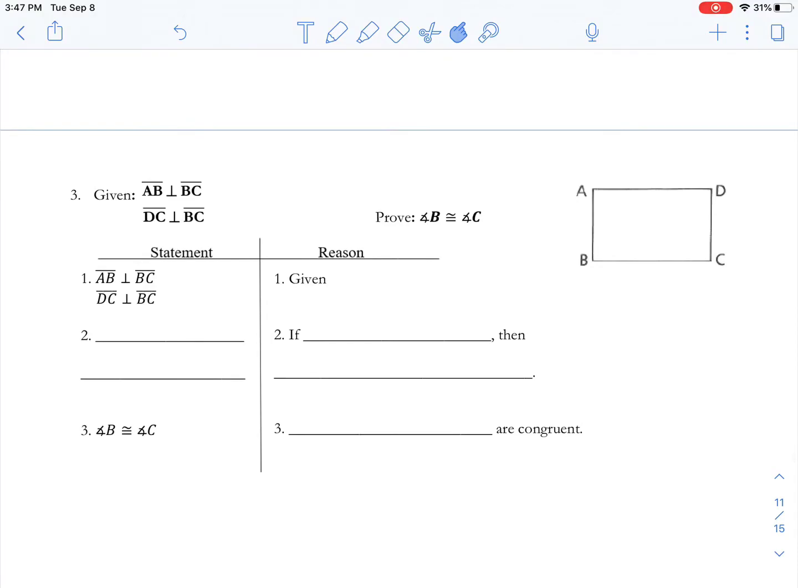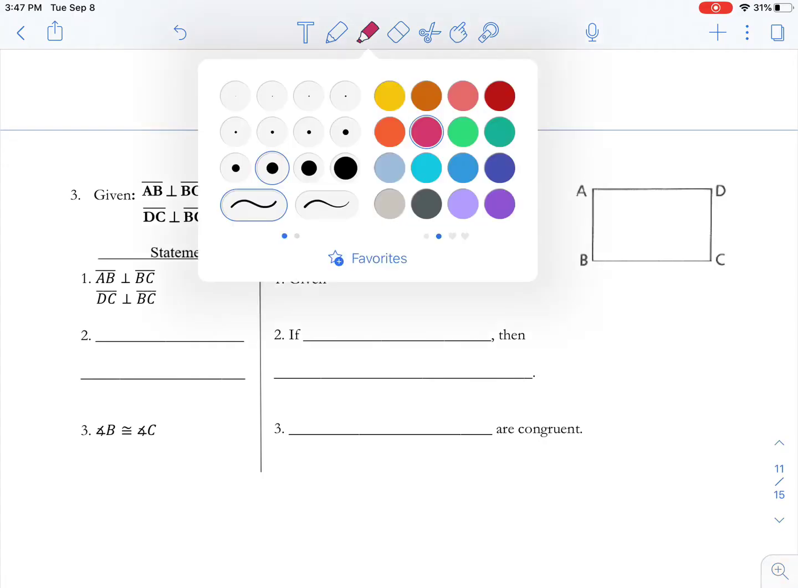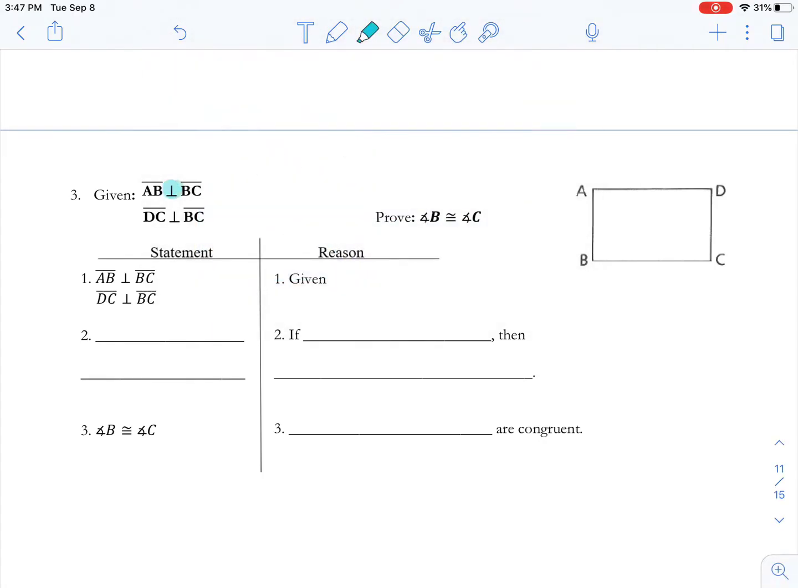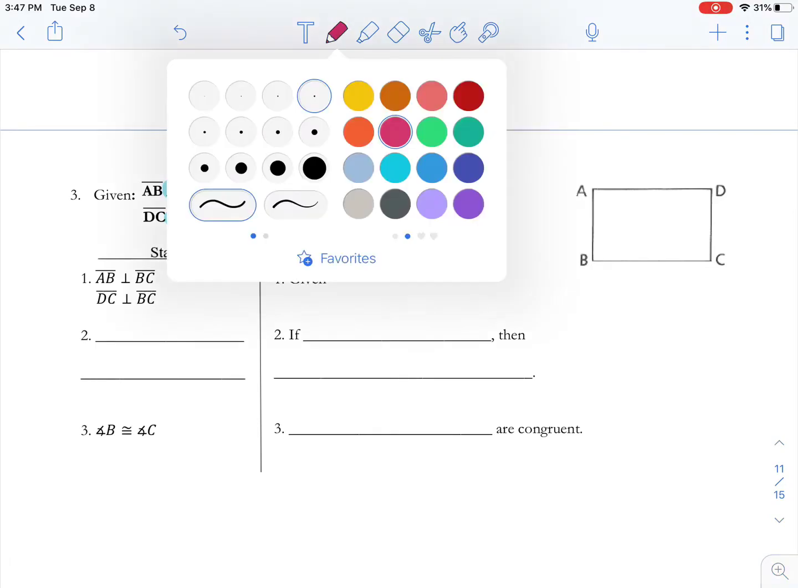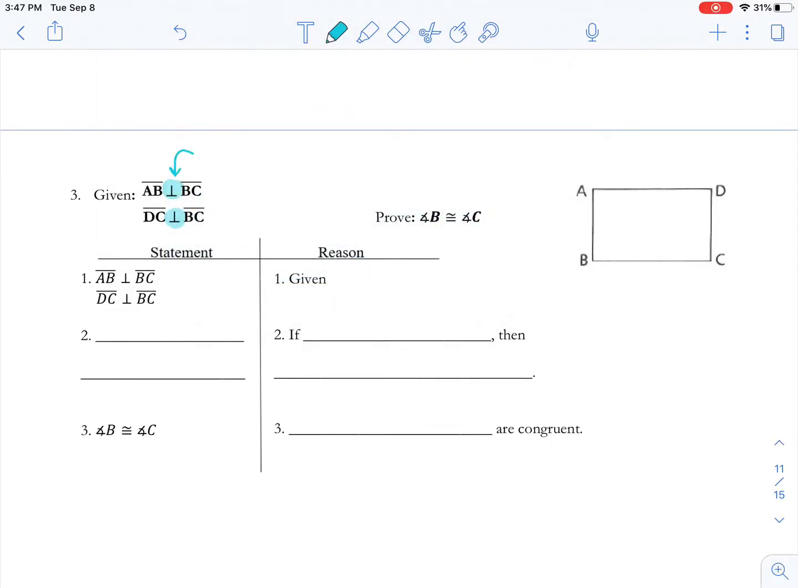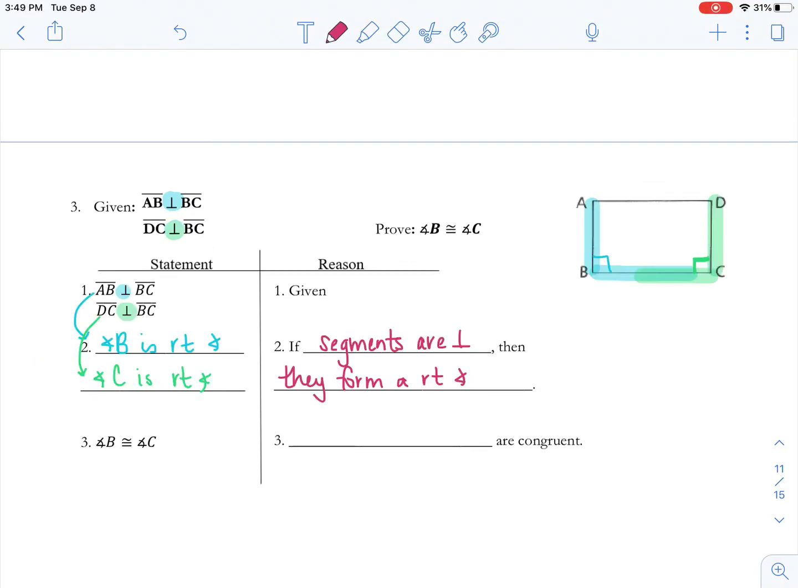So here we have our diagram, just a rectangle, ABCD. And in our given information here, it tells us that we have two sets of segments that are perpendicular. So in your brain, you're thinking of the definition of perpendicular. What does perpendicular tell us? So take a second here and try to fill in statement number 2 using the definitions that you know are true about perpendicular segments.